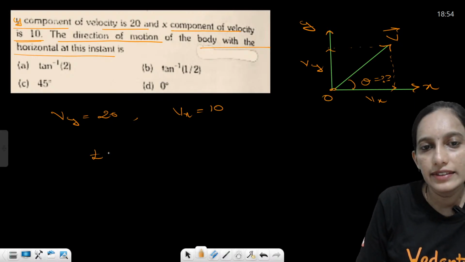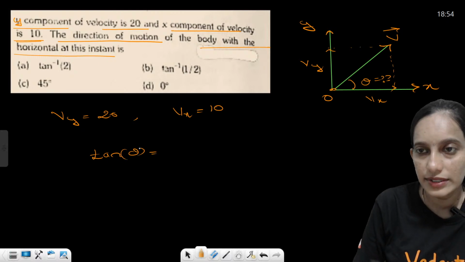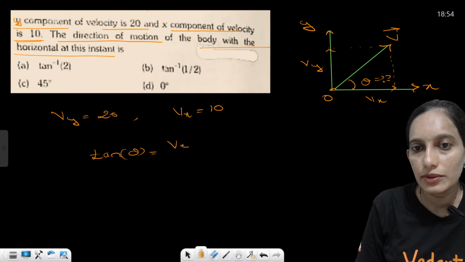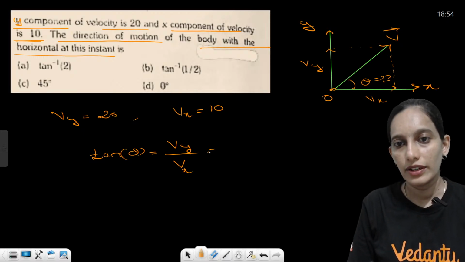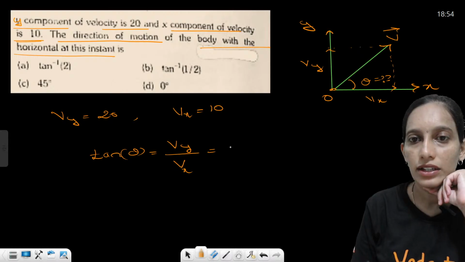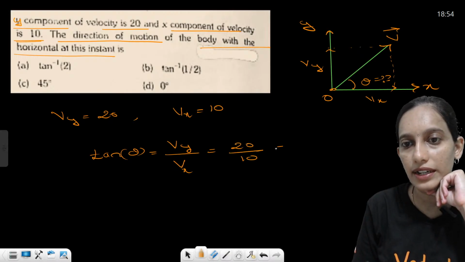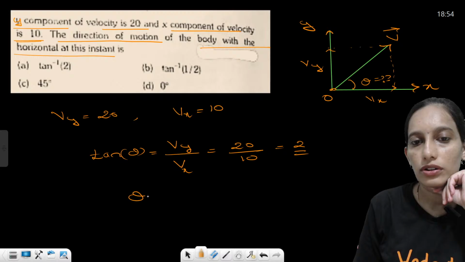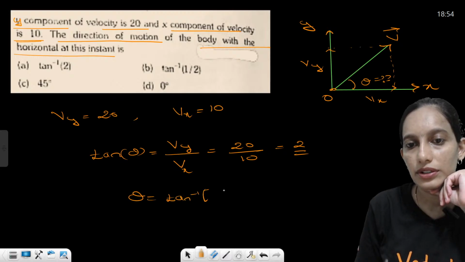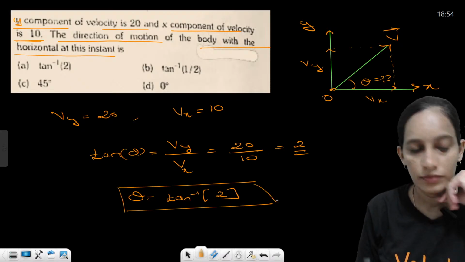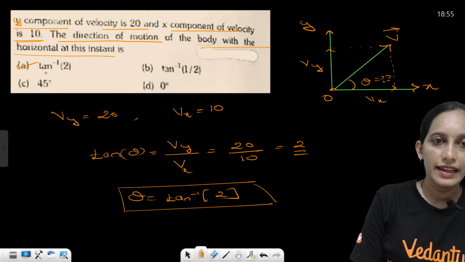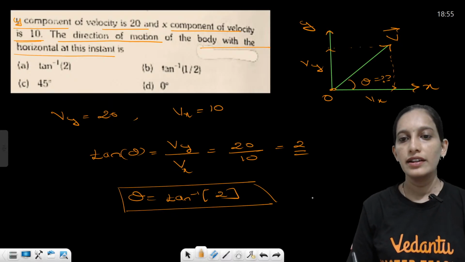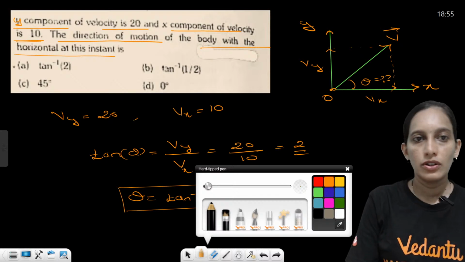ಸೊ ಈಗ tan theta, ಈ ಫಾರ್ಮುಲಾ ನಿಮ್ಗೆ ಗೊತ್ತಿದೆ ಅನ್ಕೋತೀನಿ, ನಿನ್ನೆ ಡಿಸ್ಕಸ್ ಮಾಡಿದ್ವಿ. tan theta is equals to ಏನಾಗುತ್ತೆ? Vy by Vx ಆಗುತ್ತೆ. Okay, Vy by Vx. So that is like 20 by 10, which is nothing but equal to 2, or theta will be equal to tan inverse 2. Okay, tan inverse 2, that is option A is the correct answer. Hope it is fine.